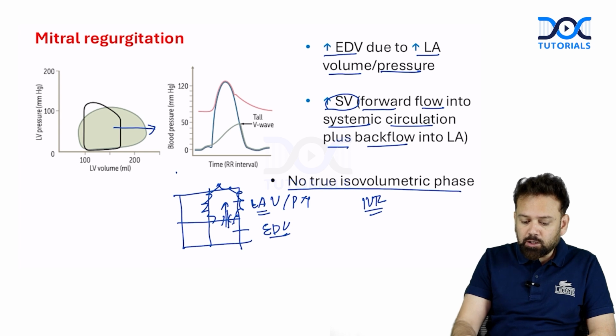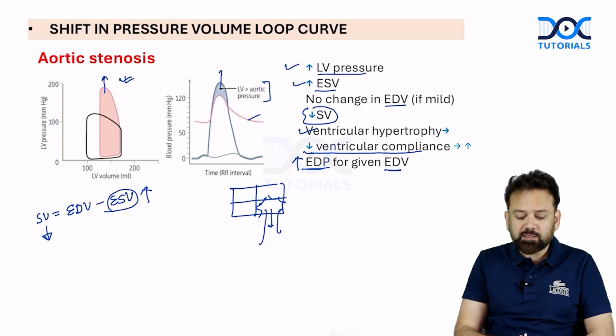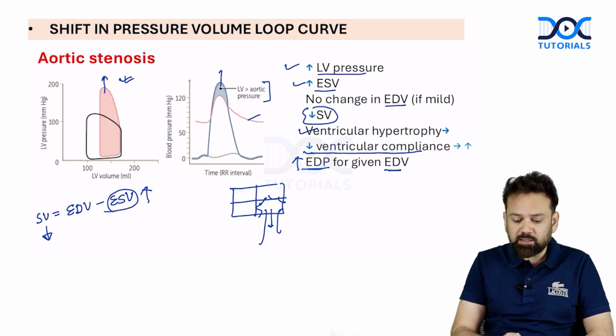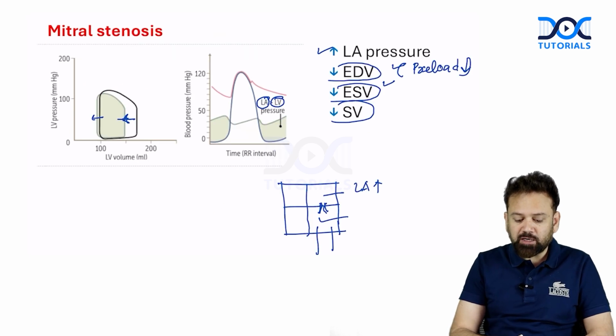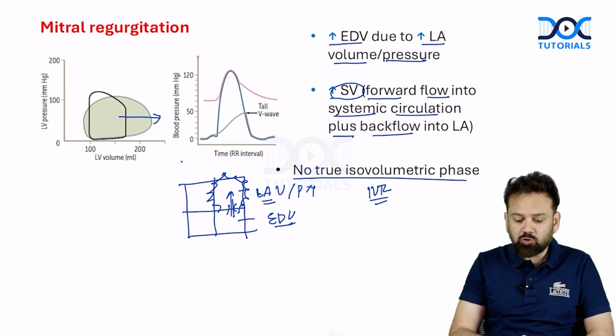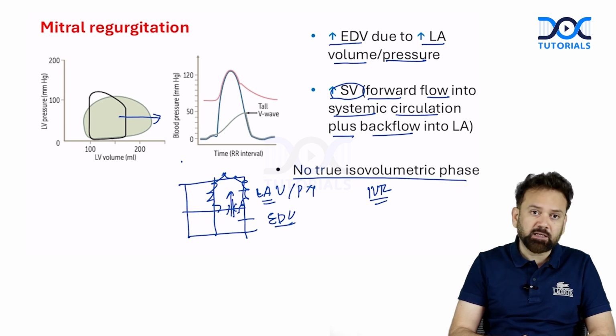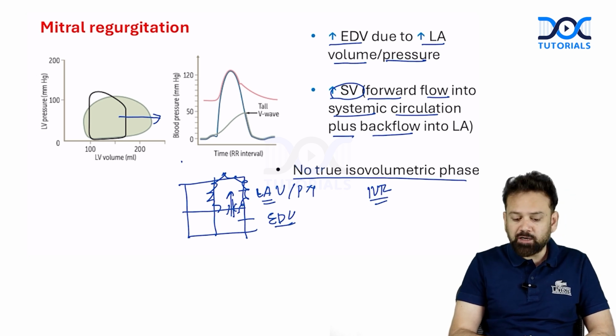Clear, doctor? Now let us compare again. This is aortic stenosis, upward shift. You can see here. In aortic regurgitation, you can see here. Okay, just try to imbibe the diagram. This is your mitral stenosis, left shift, and this is your mitral regurgitation. Clear? Again, there is a loss of dicrotic notch, as well as no true isovolumetric phase in both conditions. In both types of regurgitation, there is no true isovolumetric phase.